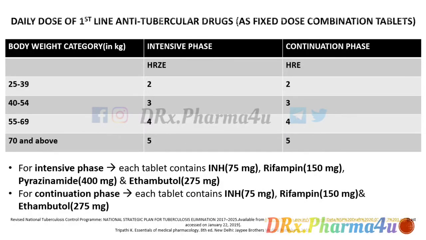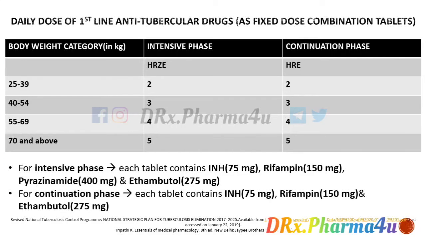If you look at the daily dose of first-line anti-tubercular drugs as fixed dose combination tablets, you know very well what is fixed dose combination. If multiple molecules are there in a single formulation, it is called fixed dose combination. So based on your body weight in kilogram, in the intensive and the continuation phase, how many tablets should you use on a daily basis? So if your body weight is in the range of 25 to 39 kilogram, in the intensive phase, you can use 2 tablets, and in the continuation, you can use 2 tablets.